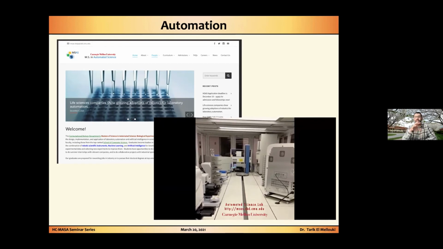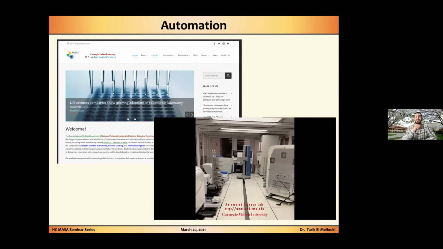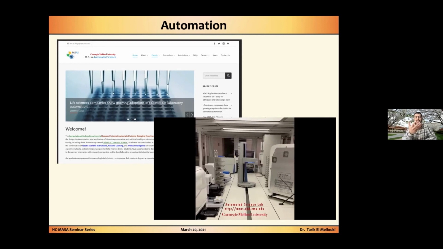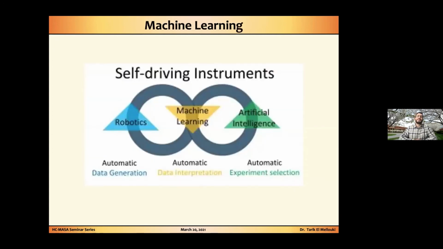So there is a lot of money being invested in lab automation. And as I said, because they need people who are qualified, there are a lot of programs that are now coming up that deal with lab automation. Machine learning is going to be central. Robotics, machine learning, and artificial intelligence.